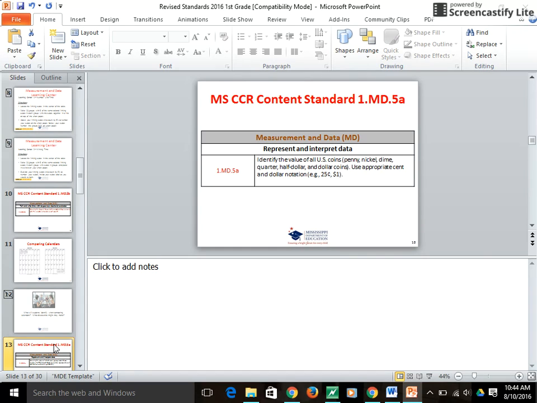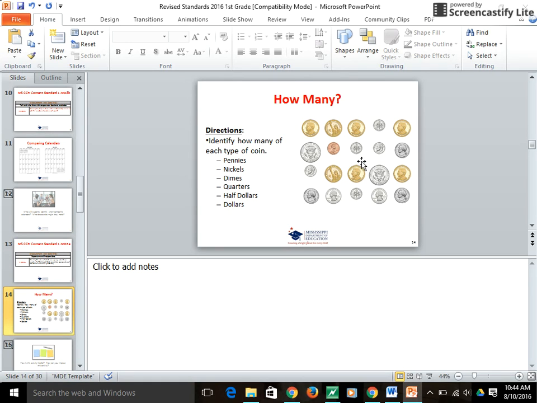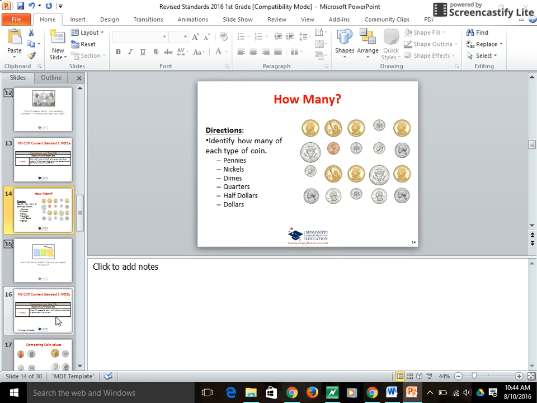Okay, another addition is 1MD5A, brand new. You have money back in first grade, which was a big celebration point. The kids are going to need to identify all U.S. coins. So this is penny, nickel, dime, quarter, but also half dollar and dollar coins. And then they also need to know the cent and dollar notation. They're going to maybe do an activity like this, but also just know how to identify. So be sure that when you are buying those packs of coins to use in your classroom, they include the half dollar and dollar coins.